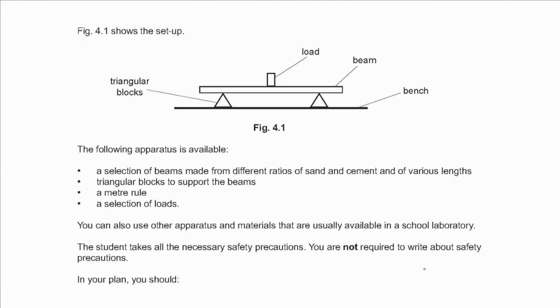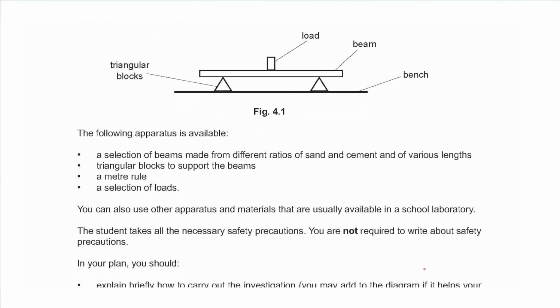The following apparatus is available: a selection of beams made from different ratios of sand and cement and of various length. So we can either choose the independent variable to be the length or the percentage ratio of sand to cement, and triangular blocks to support the beam, a meter rule, and a selection of loads. So we can use, for example, the meter rule at the base of the apparatus to measure the distance between the 2 supports here and make sure that this distance does not change. For example, we call it D and we say keep D the same.